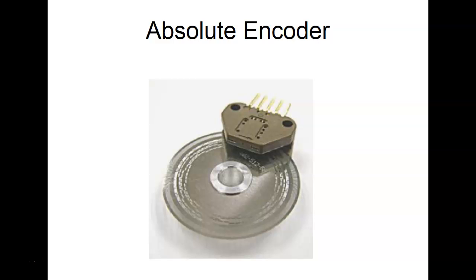So this would be a Gray code. This would be an absolute encoder. Whether it's Gray code or not, I can't tell because the tracks are so small. And that would be the sensor.